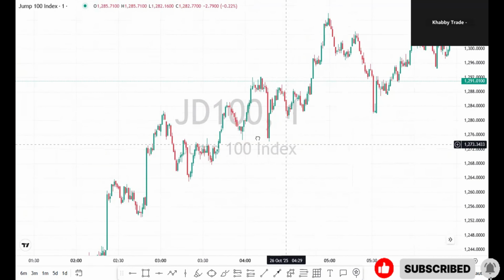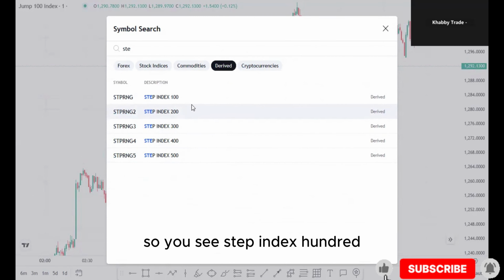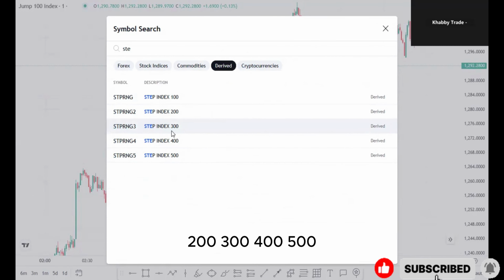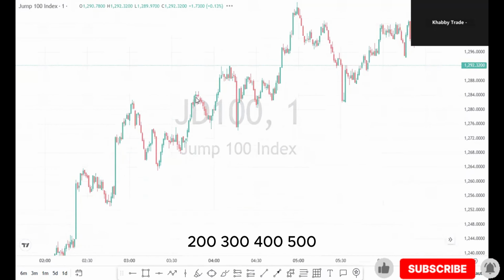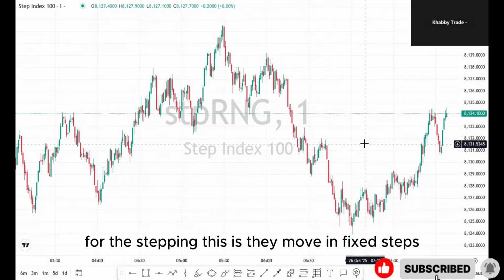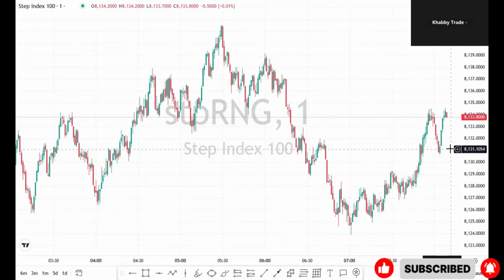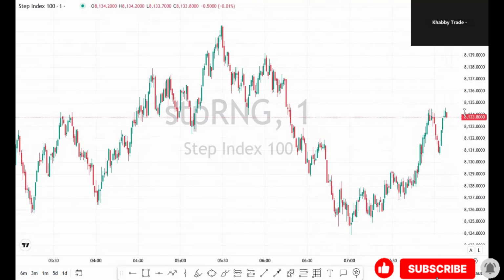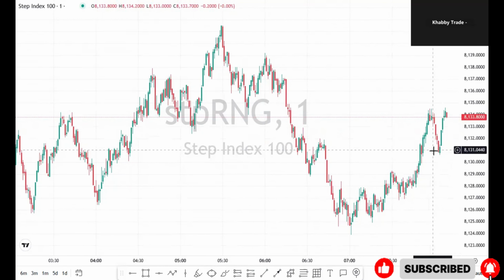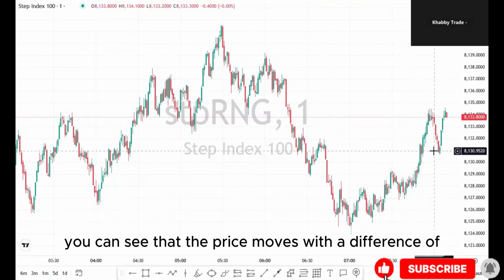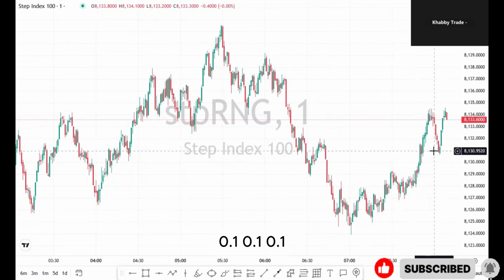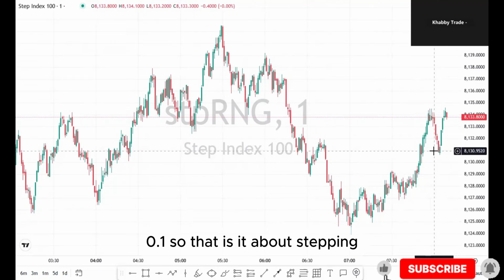They also have Step indices. So you see Step Index 100, 200, 300, 400, 500. For the Step indices, they move in fixed steps. So look at the price movement on the right side over here. You can see that the price moves with a difference of 0.1, 0.1, 0.1, 0.1. So that is it about Step indices.